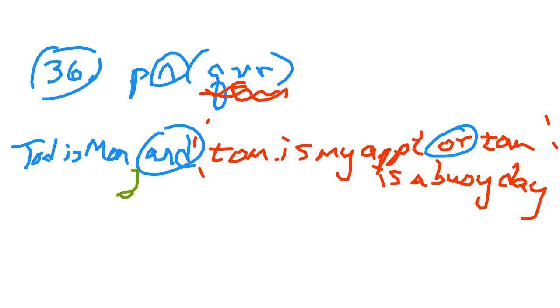So I got to put, and of course you don't put the comma after the and. In English, we're going to put it after the statement P. So P, comma, and Q or R. So today is Monday, comma, and tomorrow is my appointment, or tomorrow is a busy day. So that's what we're wanting for number 36 there. So hopefully that makes sense as well.